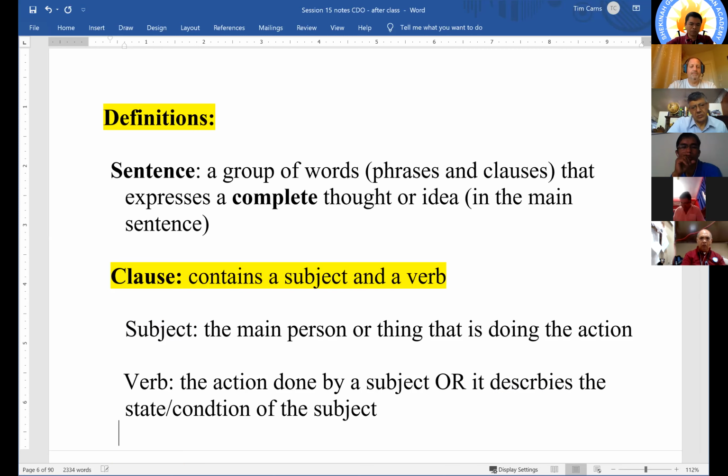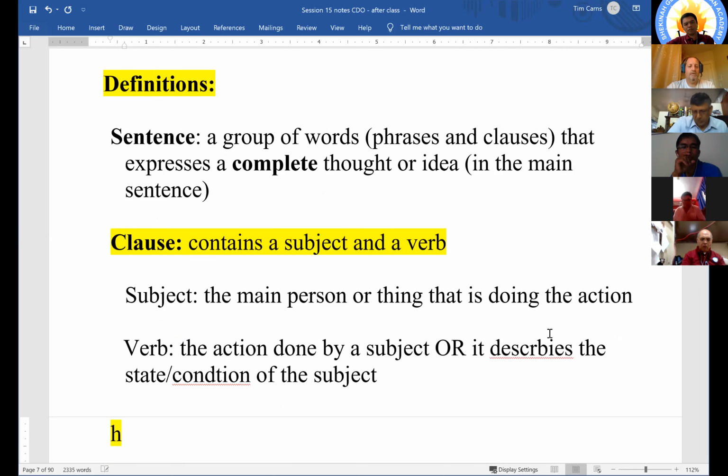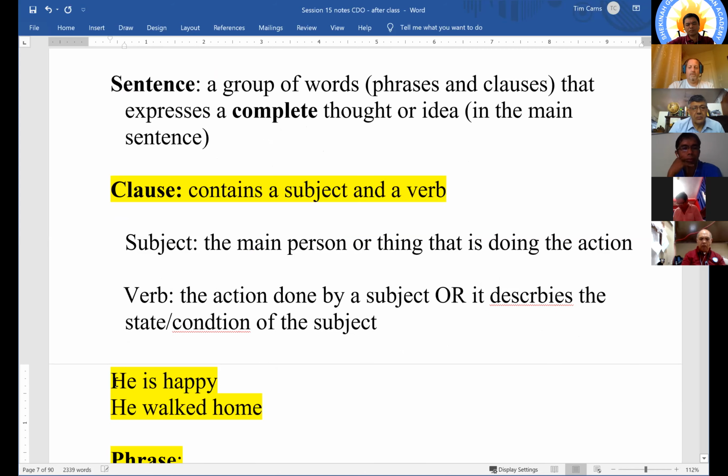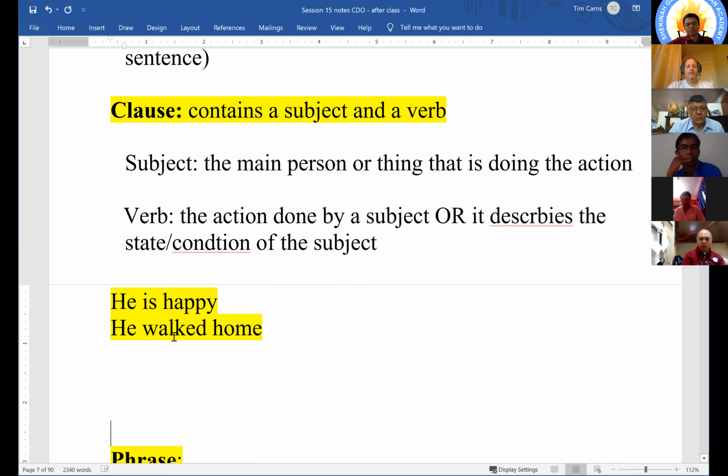So, for example, he is happy. Now, notice this verb is, that's a verb. It's not an action, right? He's not doing something. He is something. So, we can have two kinds of verbs. One verb is in, he walked home. All right? Now, in this case, the verb is an action.